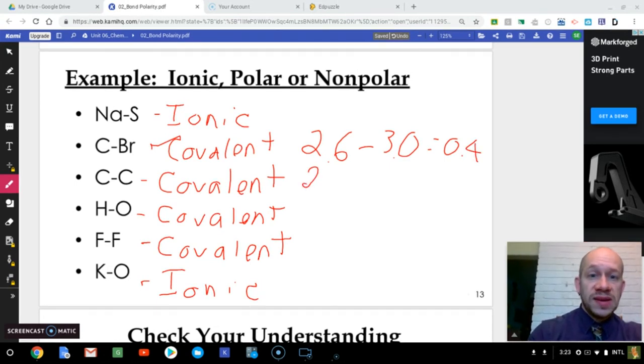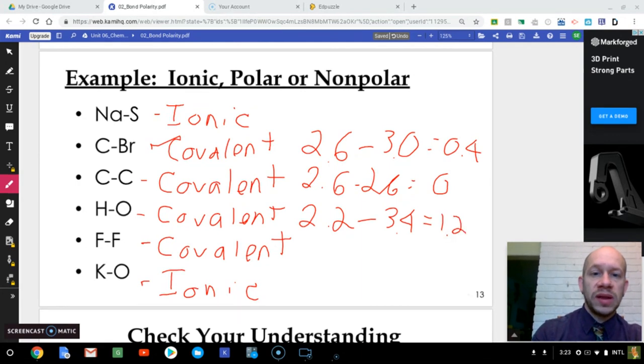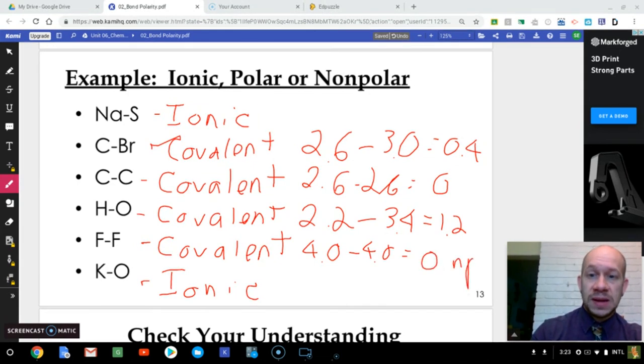Carbon is 2.6 minus 2.6, which equals 0. Therefore, this is nonpolar. Hydrogen is 2.2, and oxygen is 3.4. Therefore, our difference is equal to 1.2. Therefore, this is polar. Fluorine is 4.0, and fluorine is 4.0. Therefore, 0. We have nonpolar. So that's nonpolar, polar, nonpolar, nonpolar.